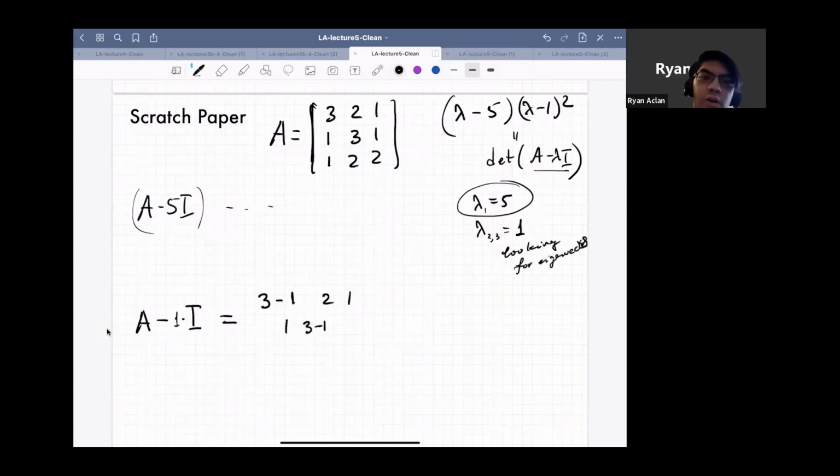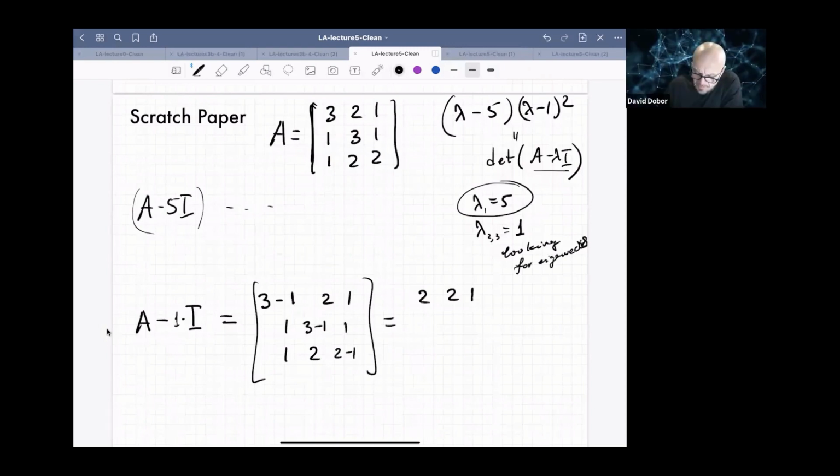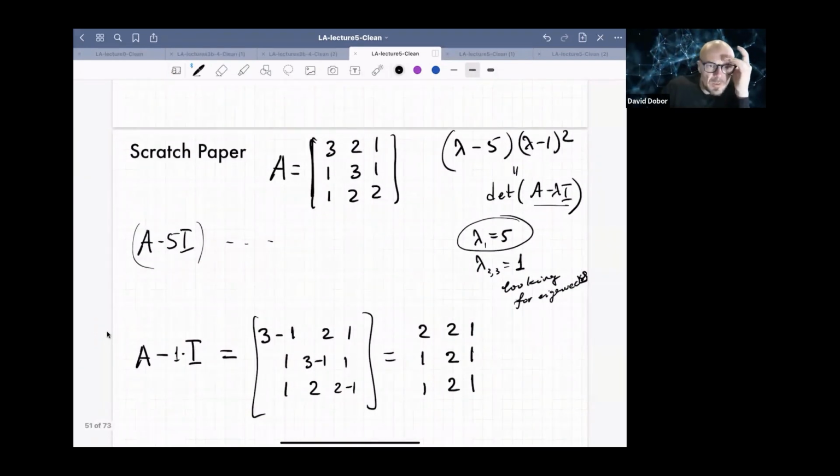It would be 2, 2, 1, 1, 2, 1, and then 1, 2, 1. Let me write it down just like that. And that is going to be 2, 2, 1, 1, 2, 1, 1, 2, 1. Is that right? Did I get the wrong matrix to begin with? What is my matrix A? I lost my matrix A.